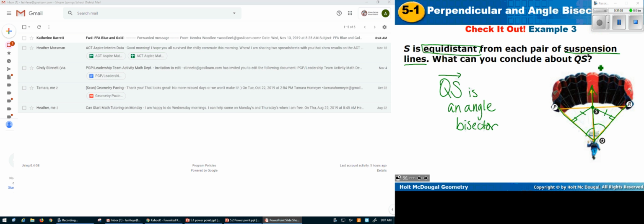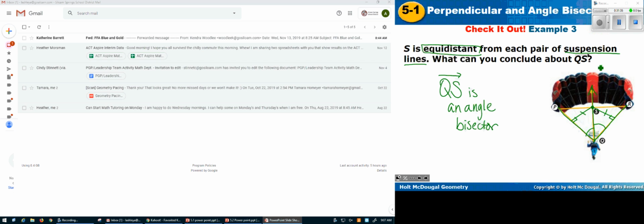Does that make sense? The mistake I usually see is students wanting to mark SP congruent to SR, and then they try to say that it's a perpendicular bisector. But that's not what equidistant means. Denise? So equidistant means that a point, if it's equidistant to two things, has the same distance from that point to the two things we're talking about.